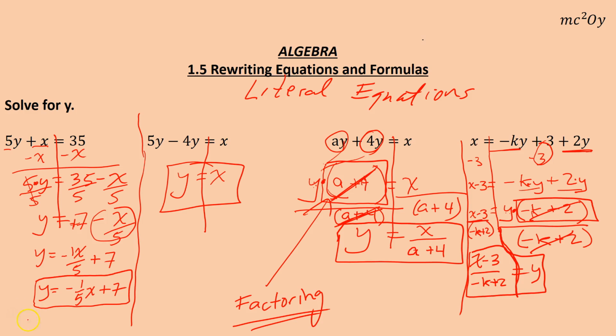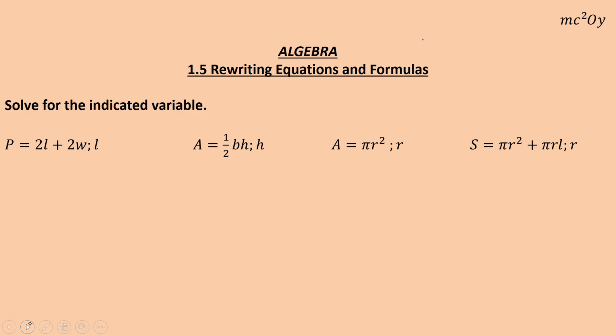All right, so those are kind of the difficult ones. If I were to move on, we also deal with a bunch of formulas. So I have 4 formulas here. Perimeter equals 2L plus 2W. That's the perimeter of a rectangle.